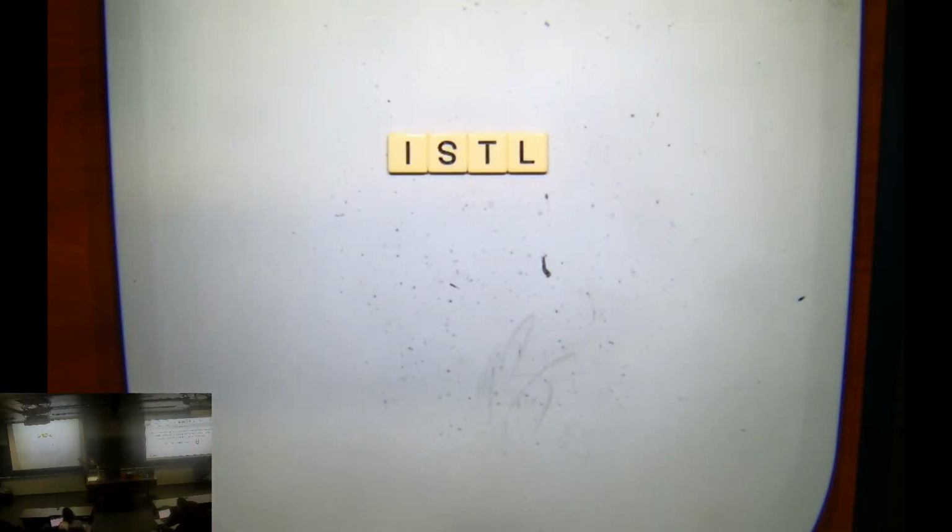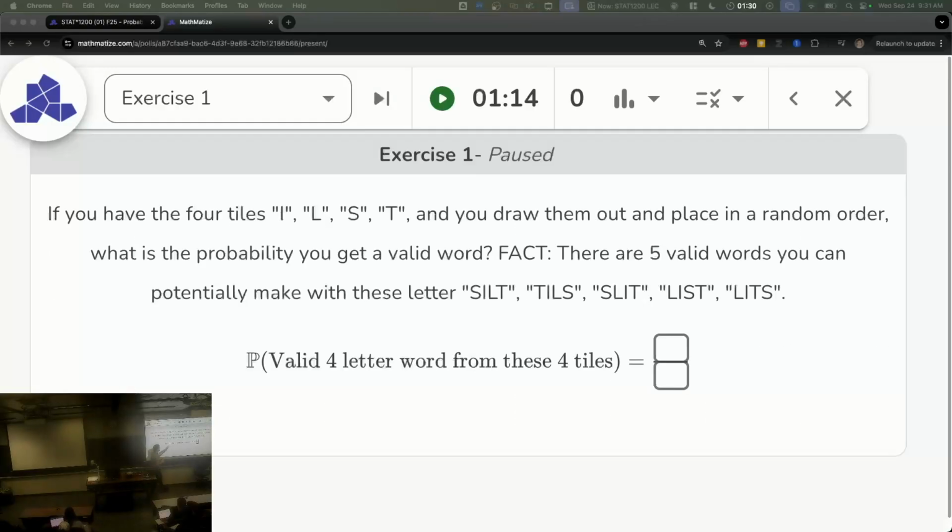And I have istla, which is not a real word. But fortunately for you, I did my homework, and I looked up online what are the 5 words you can make with these: silt, tills, slit, list, and lits. Those are all the 5 valid words, according to the Scrabble dictionary, that you can make with these tiles. And I want you to use that information to figure out what is the probability that when you shake them up and put them down in a random order, you get a real word.